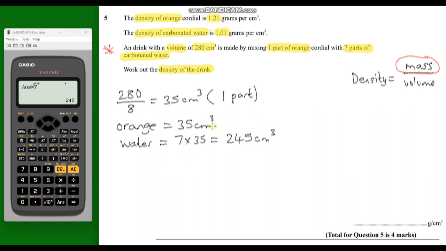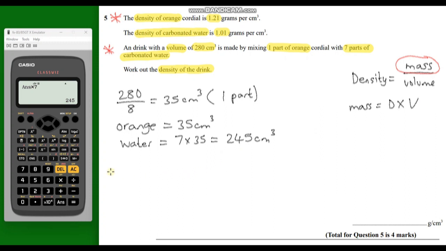Now that we've done all of this, let's have a look at what we need to calculate. We need the mass of the drink, and to do that, we need the mass of each individual part. So we need the mass of the orange and the mass of the water. We can do that using these 2 points. First of all, if we focus on this one, we've got the density of orange, and now we've got the volume of orange. With those 2 bits of information, we can work out the mass. If we rearrange this formula, mass is going to equal the density, I'm just going to put D for short, multiplied by the volume.